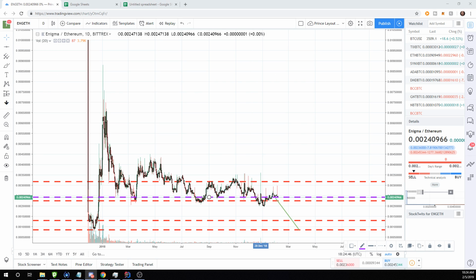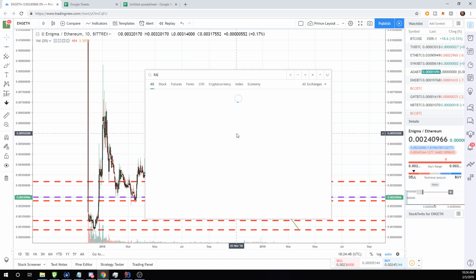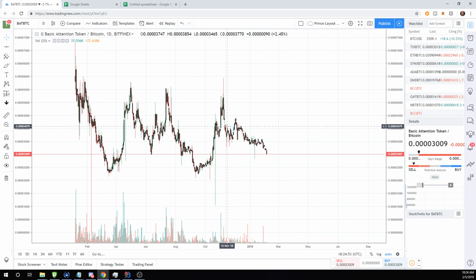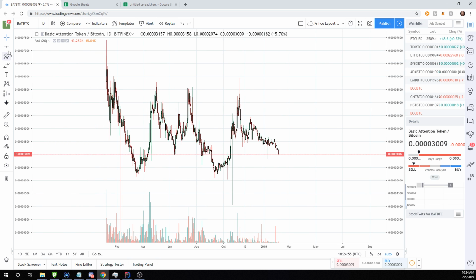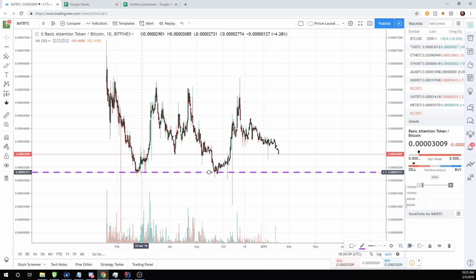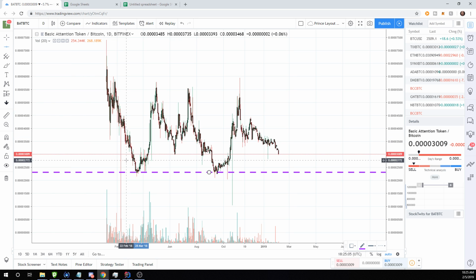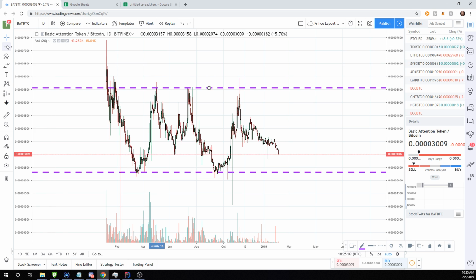It's a good one. Let me see. BAT-BTC. Here's a nice one. Here's a great opportunity. Let's draw some support and resistance. Definitely support right there. Clearly. Okay, where else? We're just going to drag our cursor along. Obviously, we've got something happening right here. Bring it back on down. Obviously, we have something happening right here.